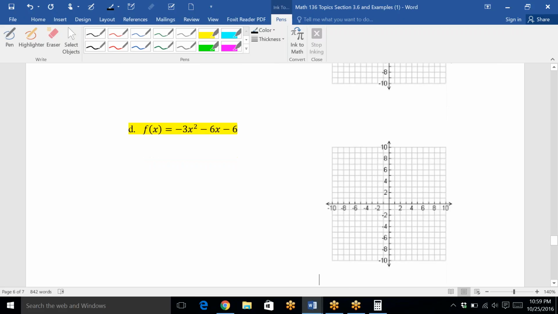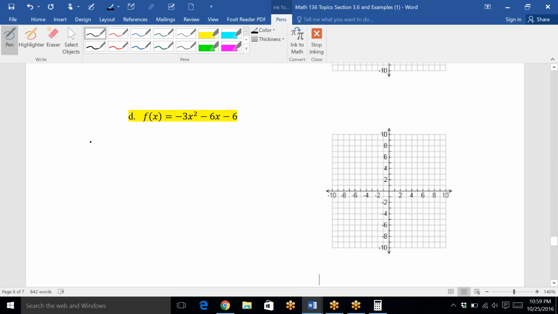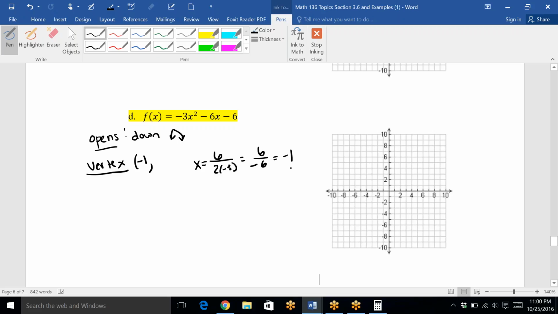Okay, so let's look at D. In this one, we're going to do the same steps. So, opens up or down? This one would open down because it has a negative up front. And then I want to know the vertex. So I do negative b, which would actually be positive 6 over 2a. That is 6 over negative 6, or negative 1. So that's a nicer starting point. Plug negative 1 into the function to find your y value for the vertex. This would be 1, but times negative 3 is negative 3. That's a plus 6 and a minus 6, so this is just negative 3.